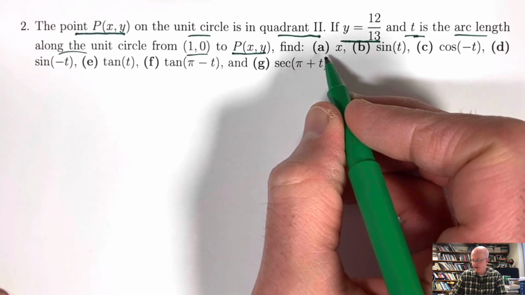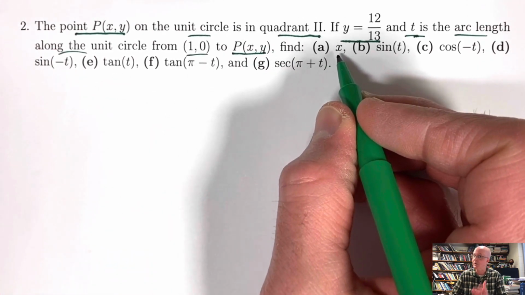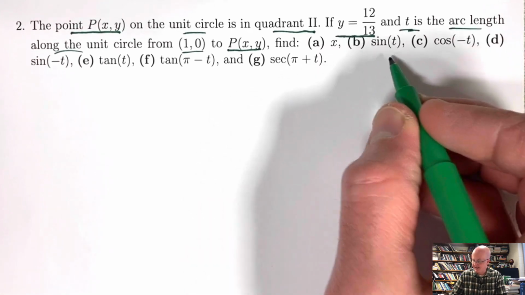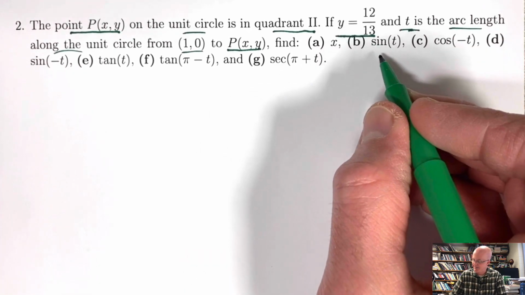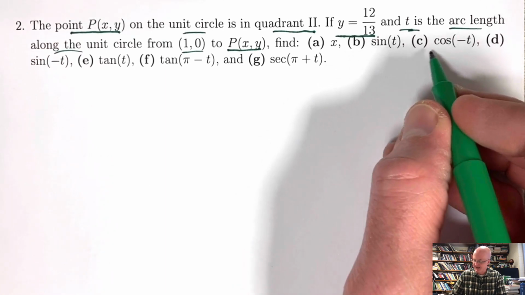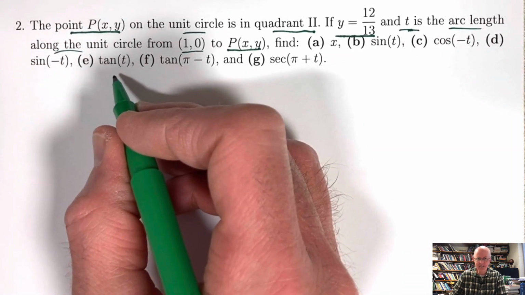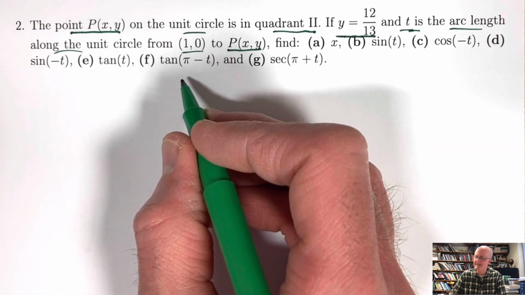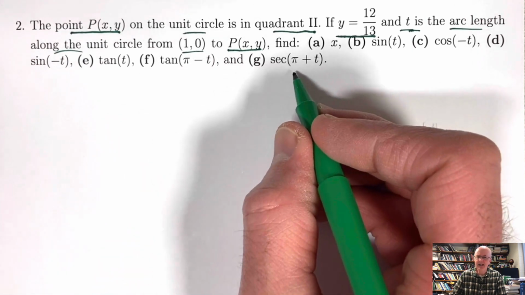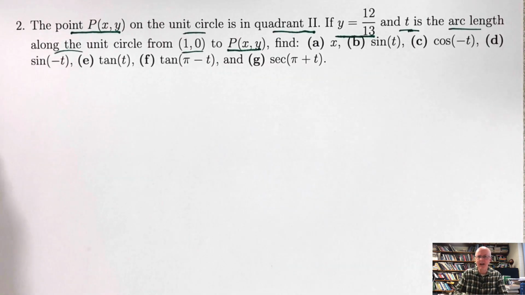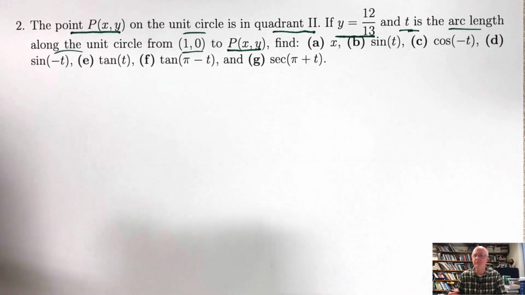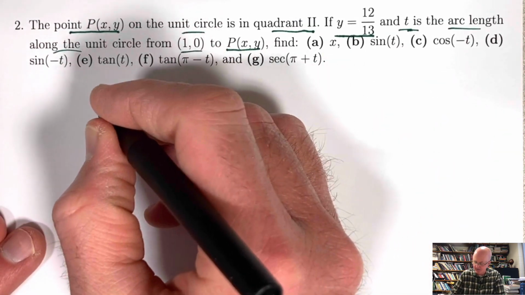We want to find various things. What is the x coordinate of the point, which is going to be the cosine of t? What is the sine of t, which is going to be y? That's going to be 12/13. Cosine of negative t, sine of negative t, tangent of t, tangent of pi minus t. This looks tricky here. And secant of pi plus t. Okay, let's make a drawing to get our bearings. That's almost always a good idea here.